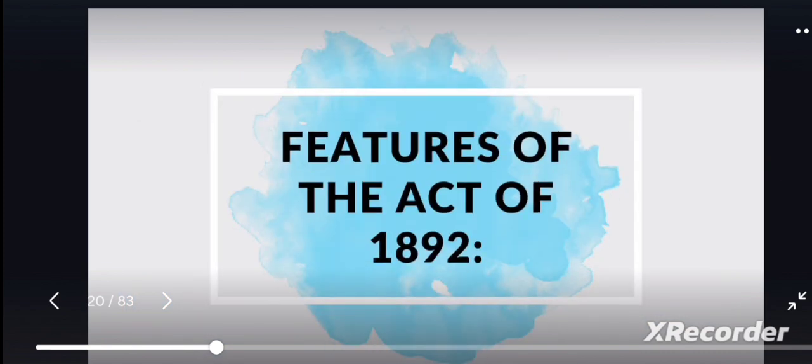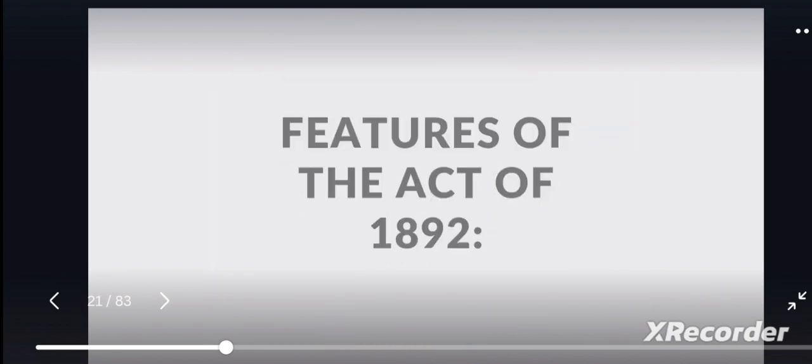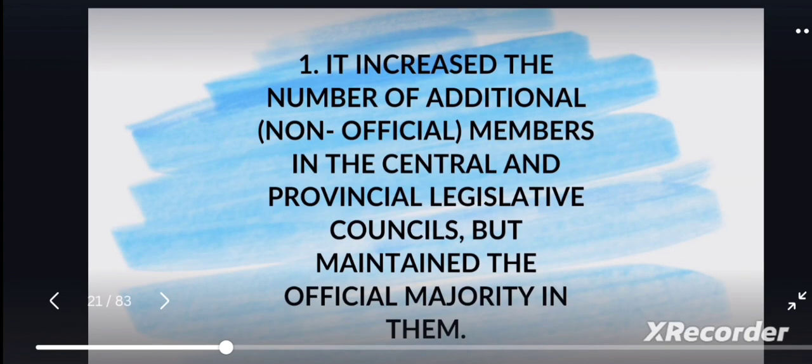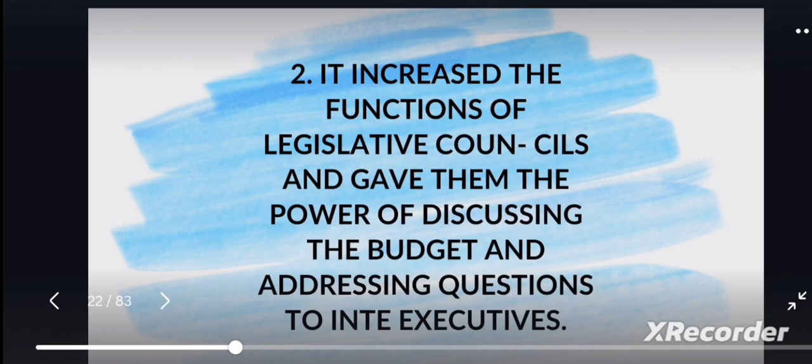Features of the Act of 1892. It increased the number of additional non-official members in the central and provincial legislative councils, but they maintained the official majority in them. It increased the functions of the legislative councils and gave them the power of discussing the budget and addressing questions to the executive.